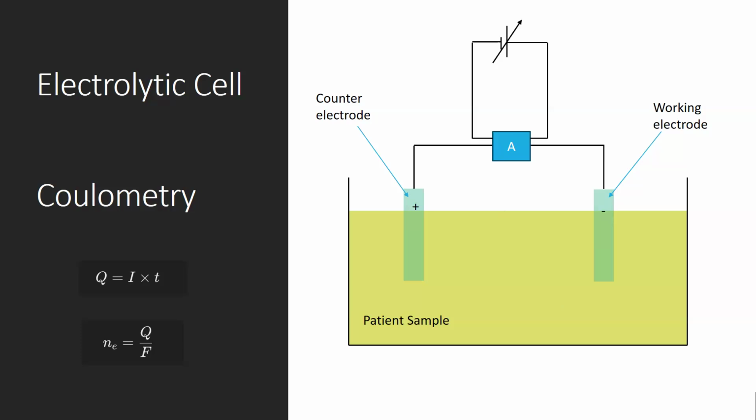The charge can then be related to the number of electrons passed, where the number of electrons is equal to the charge divided by Faraday's constant. This will give you the number of moles of electrons that have traveled around the circuit, and that will be equivalent to the number of moles of chloride reduced. And if you divide that by the volume of the patient sample used, then you will give the concentration of the chloride in the sample.